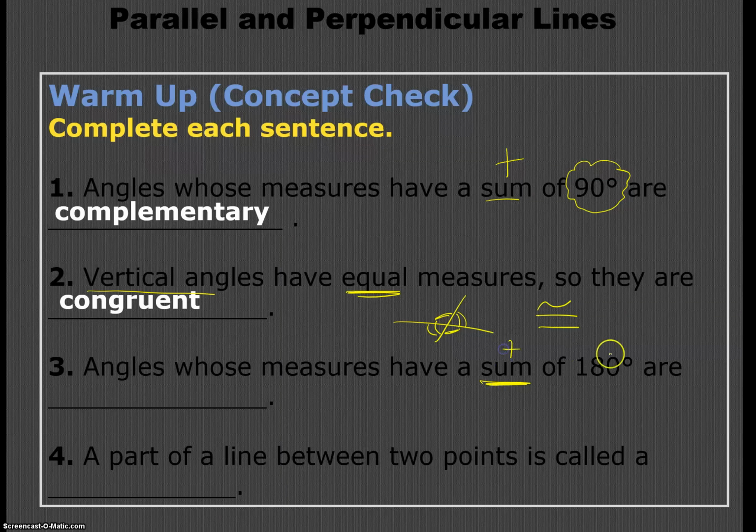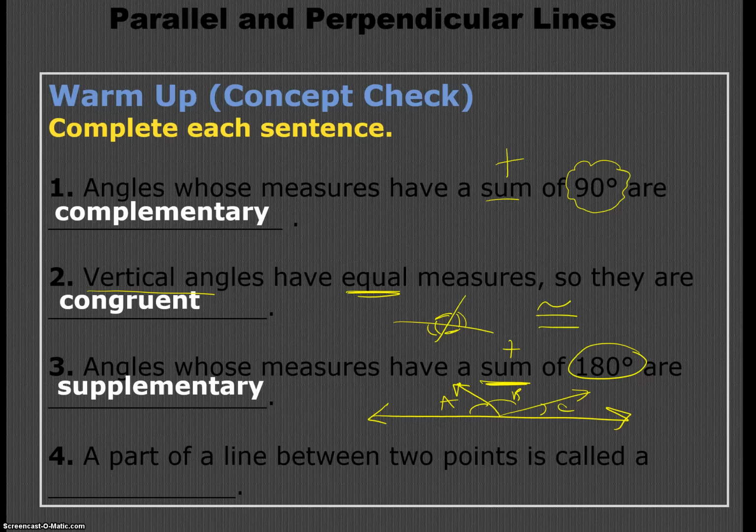All right, angles whose measures have a sum of 180 degrees. That means they add up to 180 degrees. Give me two or more angles. 180 degrees is a straight line, so any angles that add up to 180, like A plus B plus C, are called supplementary. That's a key one today that you'll need to know.